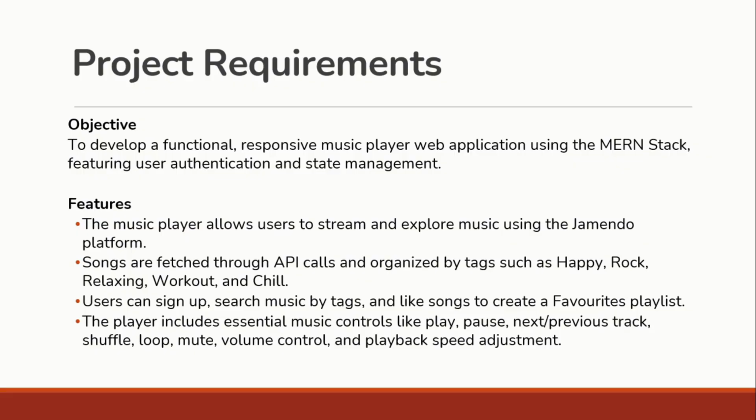The features of the music player are as follows. The music player allows users to stream and explore music using the Jamendo platform. Songs are fetched through API calls and organized by tags such as happy, rock, relaxing, workout, and chill. Users can sign up, search music by tags, and like songs to create a favorites playlist.